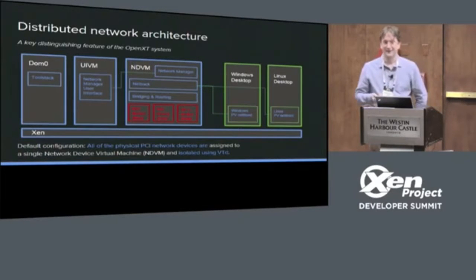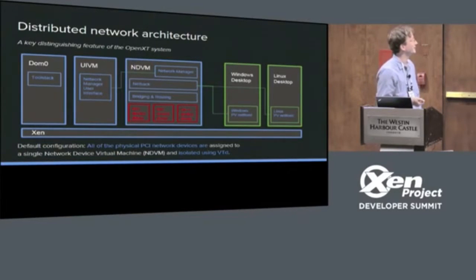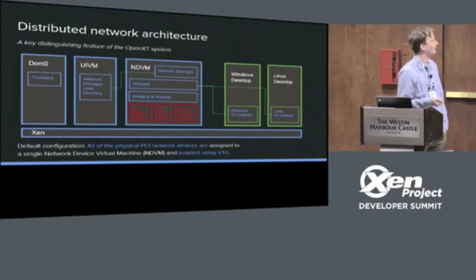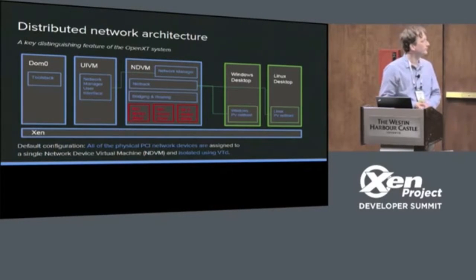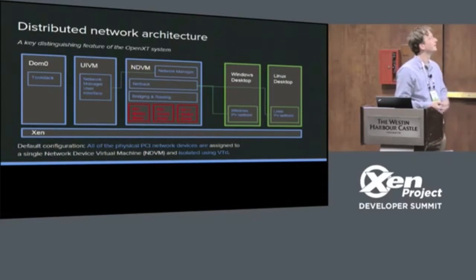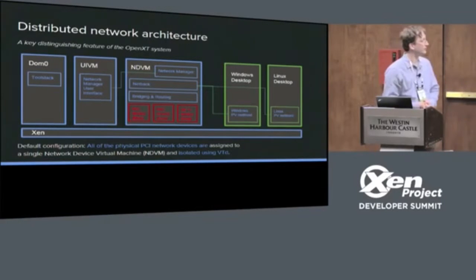Okay, the next distinguishing attribute of the OpenXT system is our distributed network architecture, where we move the network interface device drivers into a dedicated driver domain. In the standard default configuration in OpenXT, all of your NIC drivers are in a single network device driver VM. That then exports access to those NICs to the guest VMs. The data path for that does not go through Dom0, it goes directly from the network device driver VM to the guests.